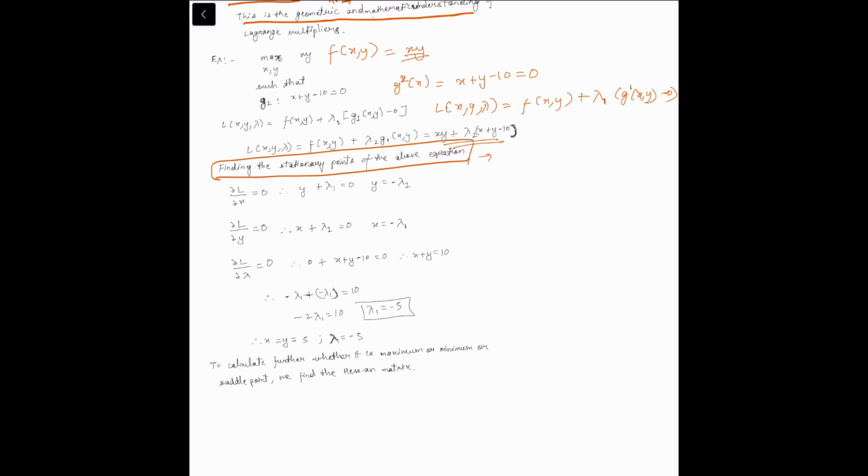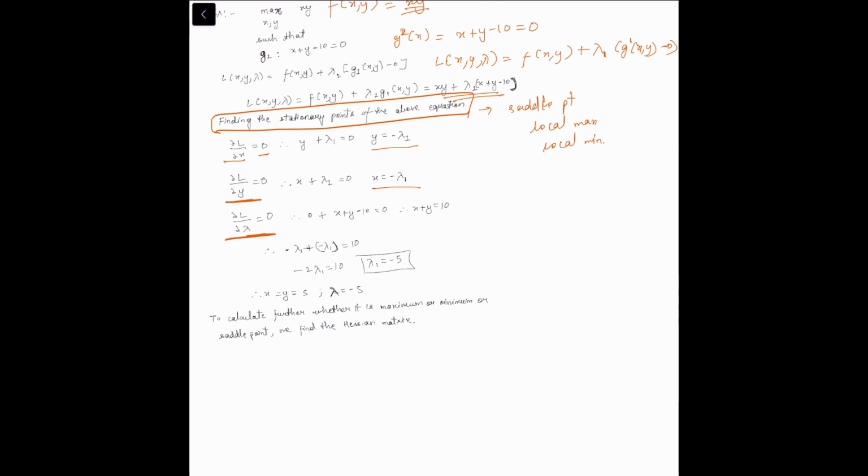Now finding the stationary points of the above function, we know that we can either get a saddle point for a multivariate function, or local maxima or local minima for one variable. So let's do the partial derivatives. With respect to x, you equate to 0, you get y is equal to minus lambda 1. Differentiating with respect to y and equating to 0, you get x is equal to minus lambda 1. Differentiating with respect to lambda and equating to 0, you get x plus y is equal to 10.